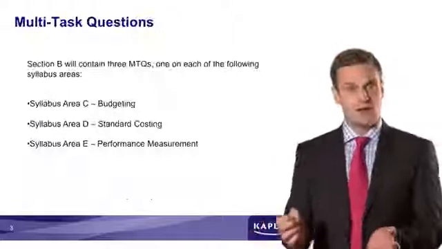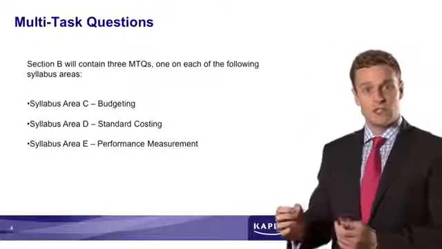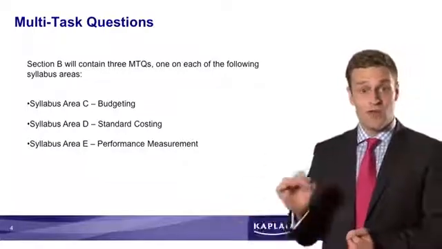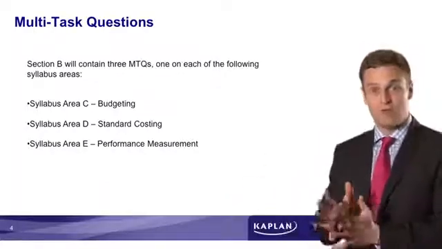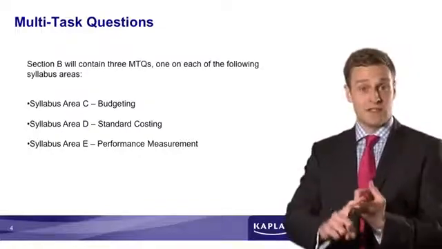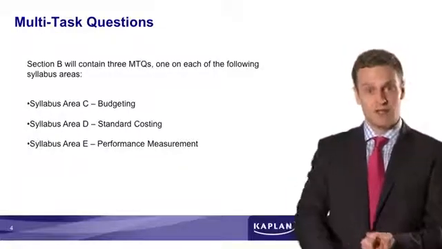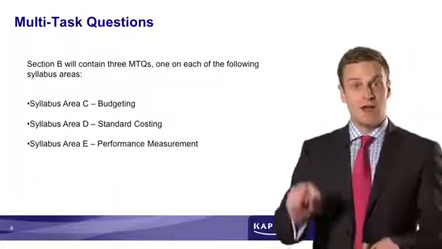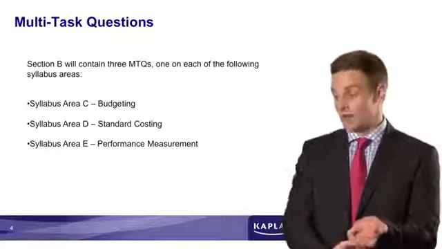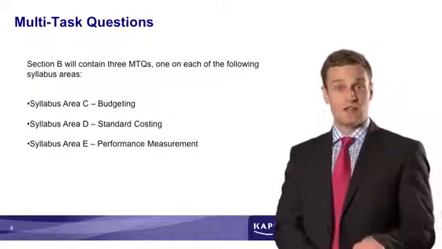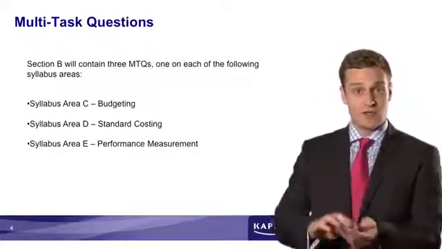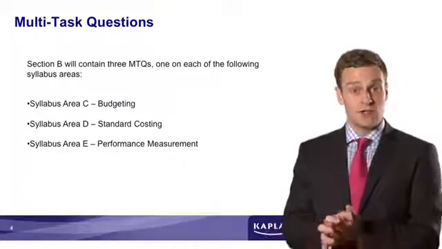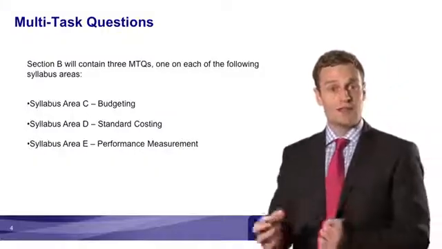So what are these multi-task questions? These questions are going to be a different style from what you've seen before. And we're going to know which areas these are going to come from. So you'll have one multi-task question from syllabus area C, which is budgeting. You'll have one from syllabus area D, which is standard costing, and you'll have one from syllabus area E, which is performance measurement. So you know which subjects you're going to have in each of these 3 MTQs, and the rest of the paper will be changed accordingly so that the overall balance of the paper is not affected.